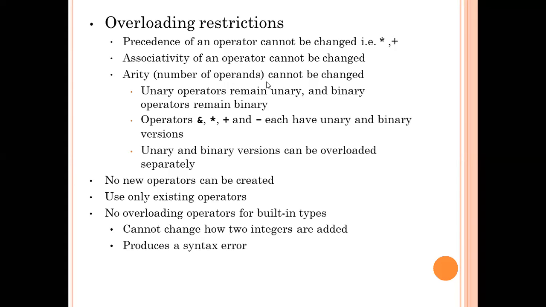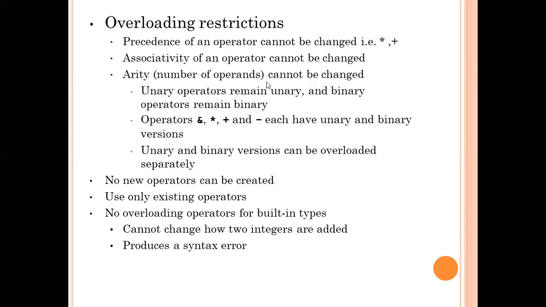Next, the number of operands cannot be changed. This is the arity, which we call the number of operands. Here we talk about the term that a unary operator remains unary and a binary operator remains binary. That means the type of operator that we are going to overload remains the same, and the operands which can be used in this need to be the same.